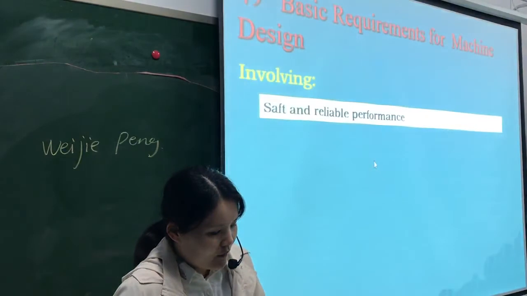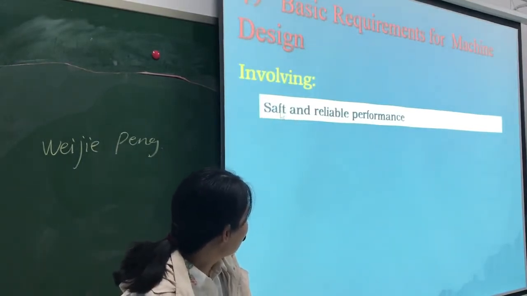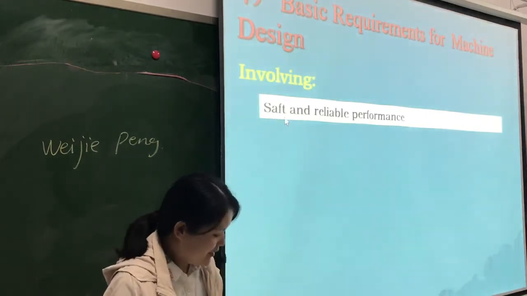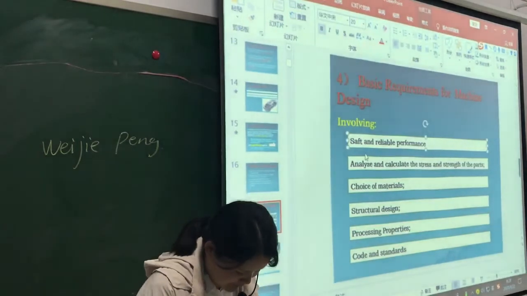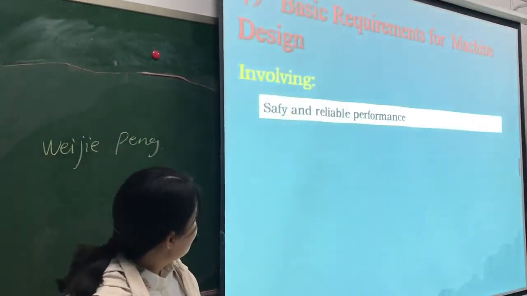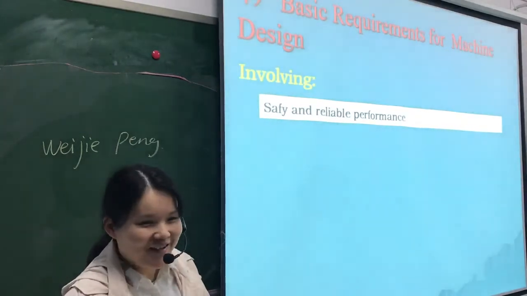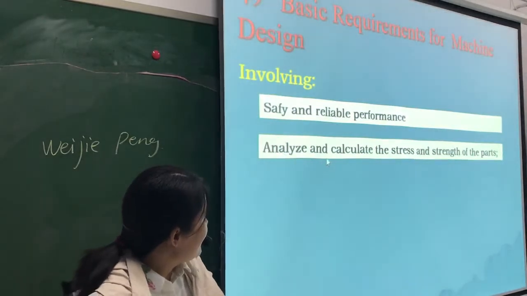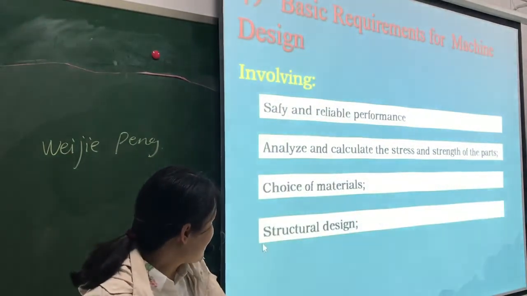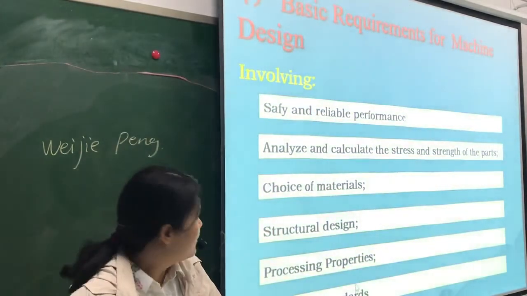The basic requirements for machine design are shape and safety. Shape is about the mechanical part, like the gear shape. Then safe and reliable performance, and we analyze and calculate the stress and strain of the parts, the choice of materials, structural design, processing properties, and codes and standards.